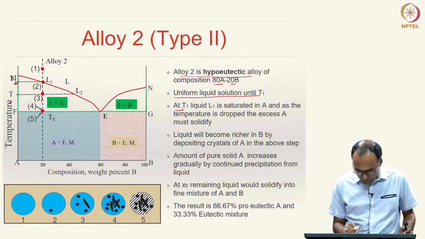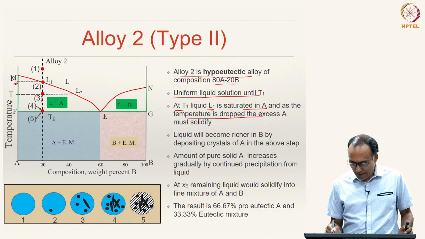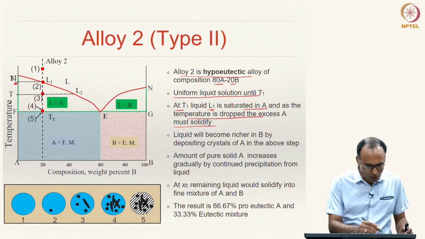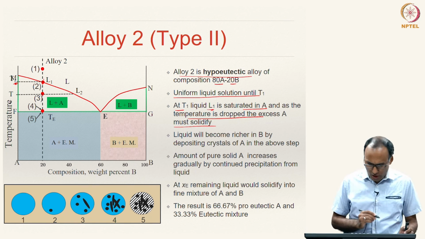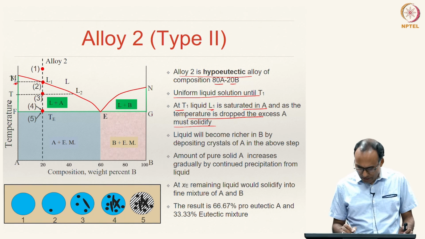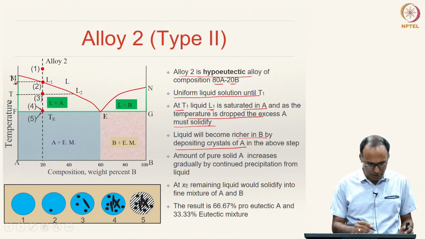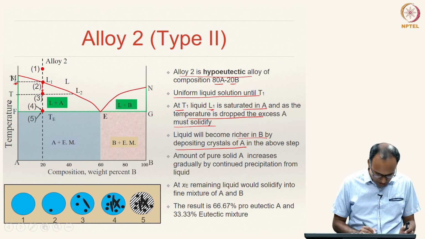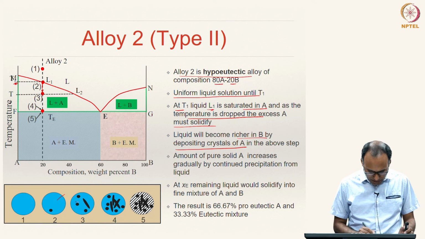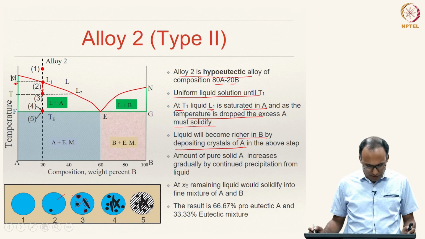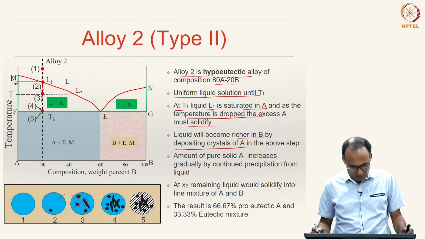At T1, liquid L1 is saturated in A. As the temperature is dropped, the excess A must solidify. So, as we are coming down, the excess A must solidify, and the liquid becomes richer in B by depositing crystals of A in the above step. So, you will have liquid becoming richer in B and crystals of A solidifying out, alright.